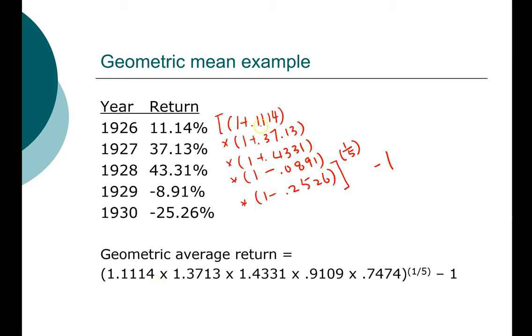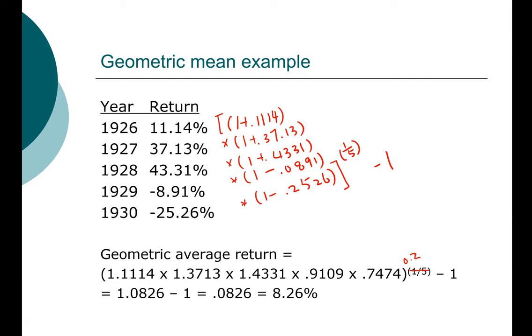Here I have combined the additions together, so the additions are easy. So 1 minus 0.0891 becomes 0.989109, and 1 minus 0.2526 becomes 0.7474. And when you multiply this together, instead of taking it to the 5th root, 1 divided by 5 is 0.2. So you can take the product raised to the 0.2 power. And then you subtract 1. We get our geometric average return of 8.26%.